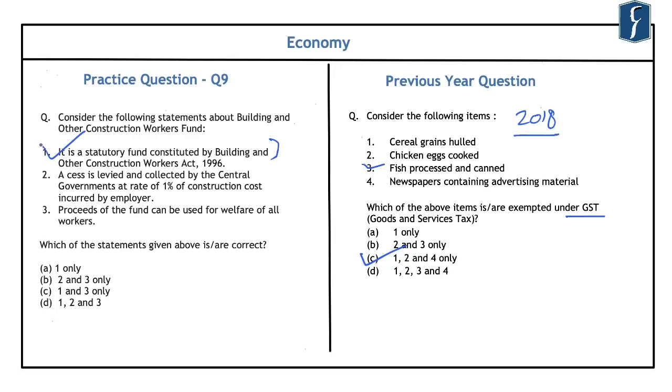So this proves that it is a statutory fund and the cess is not collected by the central government but is collected by the state government. So the second statement is incorrect. Again, the welfare schemes which are funded by the Building and Other Construction Workers Fund are exclusively for the building and the construction workers only. And as such, the proceeds of the fund cannot be used for the welfare of all workers, and hence the third statement is also incorrect. So the correct answer that comes out is 1 only.